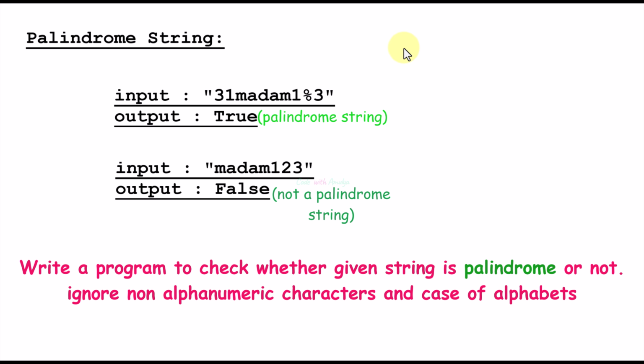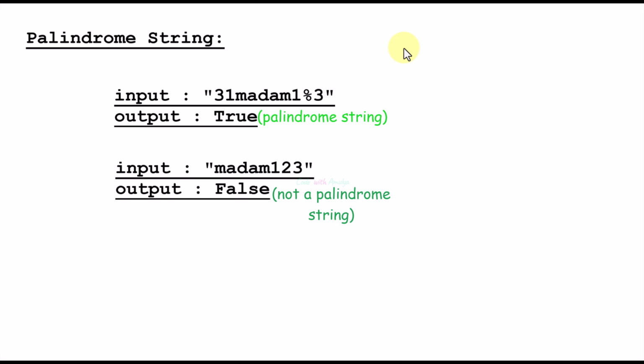Today in this tutorial, let's write a Python program to check whether the given string is a palindrome string or not. A given string is a palindrome string if it reads the same backward and forward. That is, in other words, when we reverse that string, it remains unchanged. And here we'll ignore case and punctuations. We'll only consider alphanumeric characters.